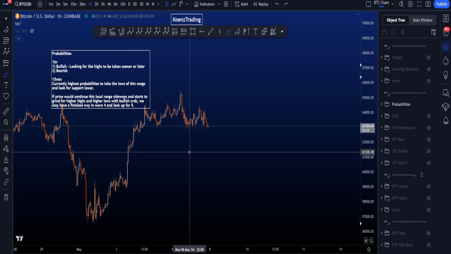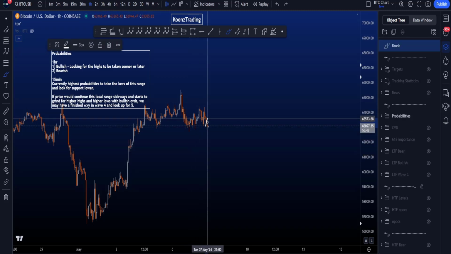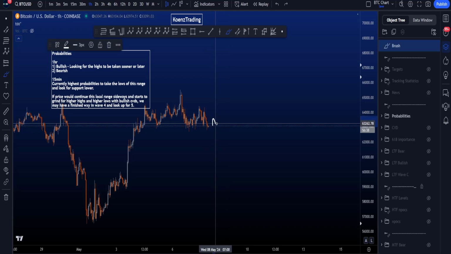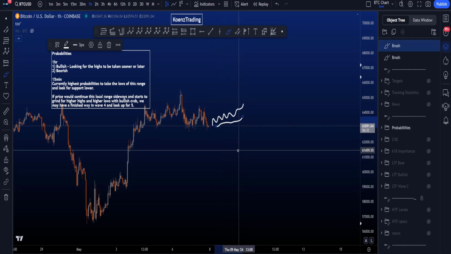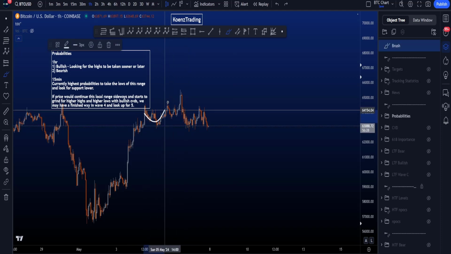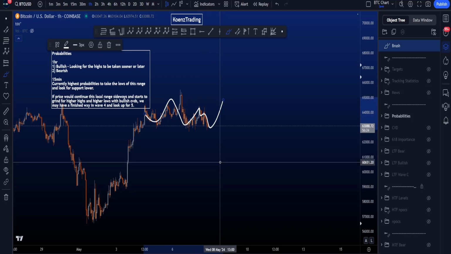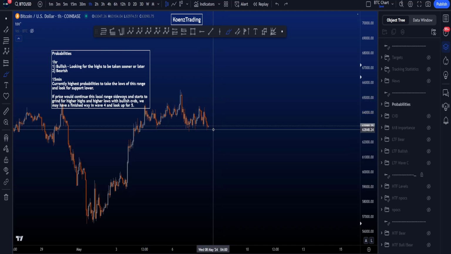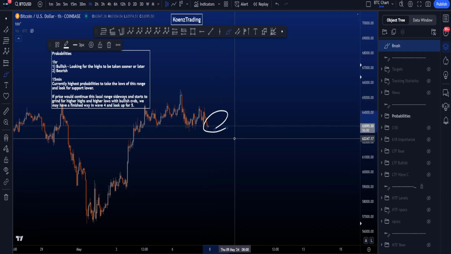second low. If price, however, would continue in this range, moving sideways and starts to grind towards the upside over here, with higher lows and higher highs and bullish CVD divergences visible as well, we may have a finished WXY in a flat complex structure and a zigzag looking for a continuation to the upside, but that very much depends on what price is going to do in this area.